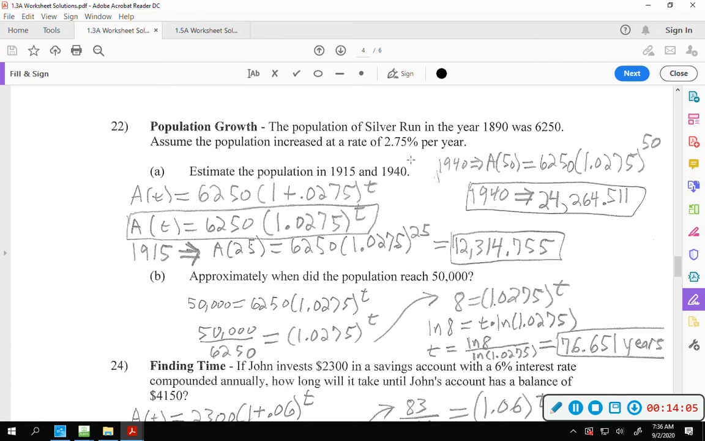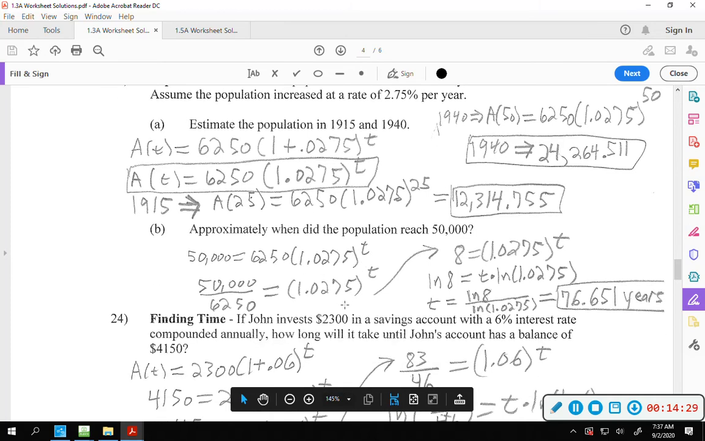Then they want to know in 1940. Well, that's 50 years. Do the exact same thing. I'm just plugging 50 in. In your calculator, once you have this in, by the way, if you hit second enter, it will call this up, and you can just go change this to 50. It's actually a lot easier or quicker to do that if you use the second enter feature on your graphing calculator. There's the population.